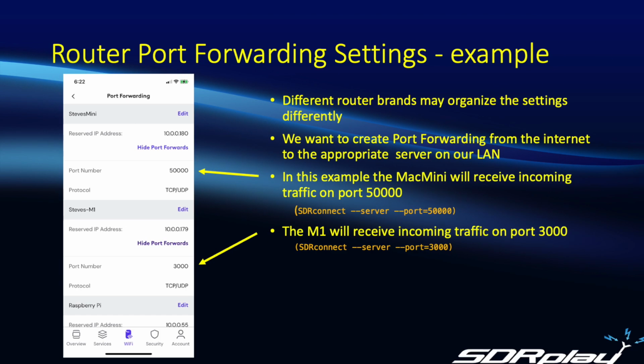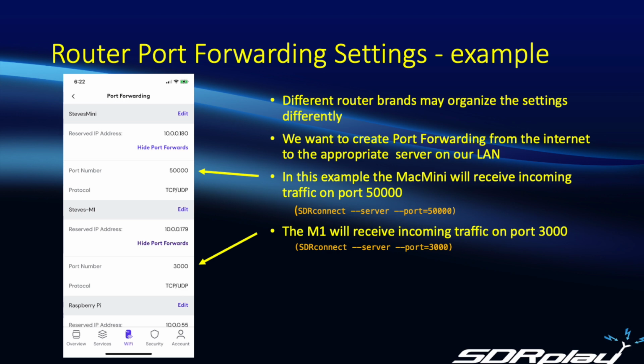Here is an example of how I'm set up on my own network. I have one computer called Steve's Mini, and I port forward port 50,000 to that computer when it receives an incoming connection. I also have another computer called M1, and that's set up to receive incoming traffic on port 3000. As you can see from the slide, the corresponding server commands for the servers on the Mac Mini and on the M1 are shown there. And the only difference between them being I specify which port number I want to go to which computer.